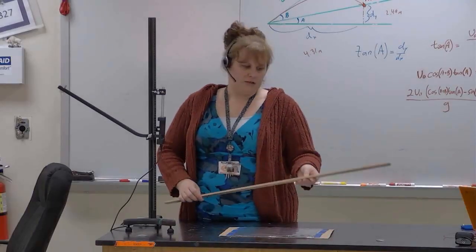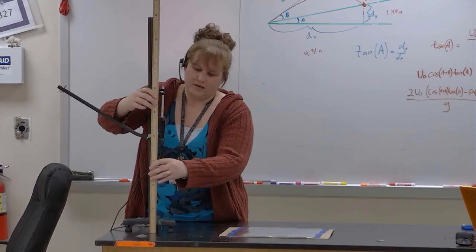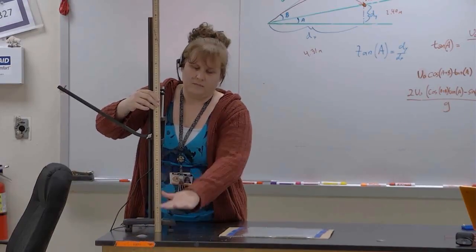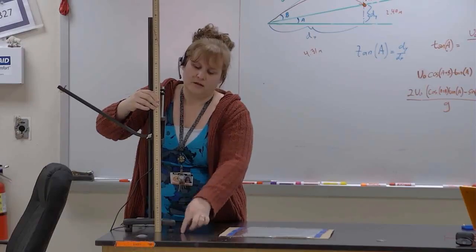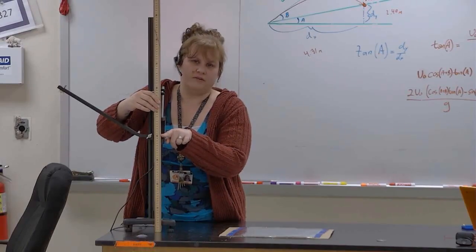So the first thing that we need to do is to measure the height of our ramp. And you do that really easily just by taking a meter stick and measuring from the table that it's on up to the top of the ramp, wherever the marble is going to come off of the ramp.